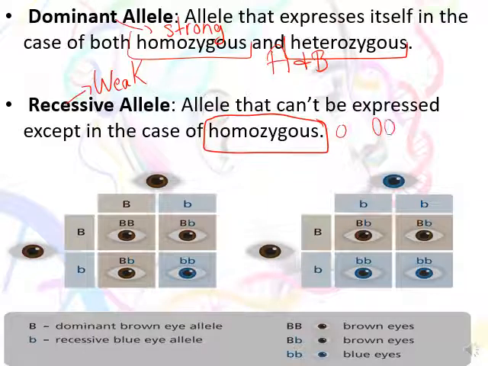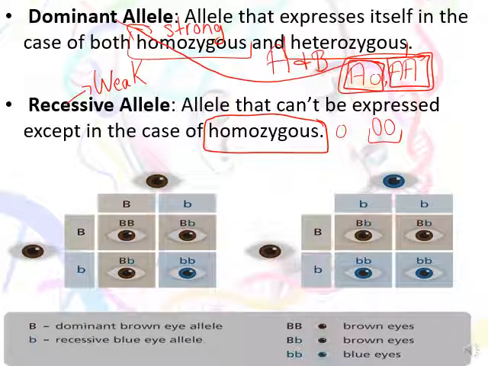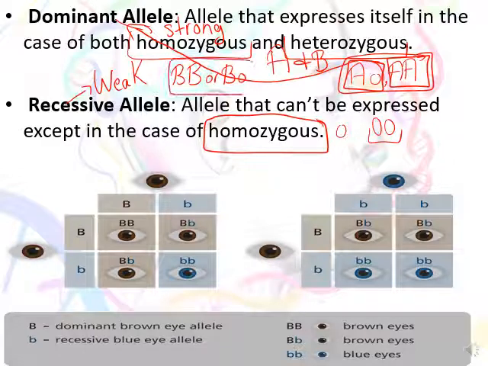So we have OO. For example, if we have A and O, the blood group is A. Or if we have A and A, it's blood group A. So in these cases, the dominant allele is expressed in the case of homozygous or in the case of heterozygous. The same case for blood group B. It can be BB or it can be BO. Both of them give blood group B. Here the case is homozygous, and here the case is heterozygous.